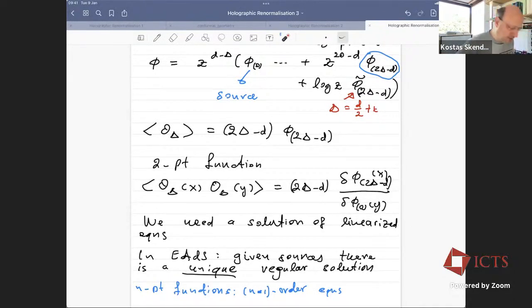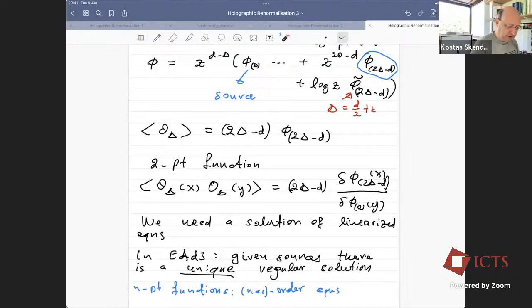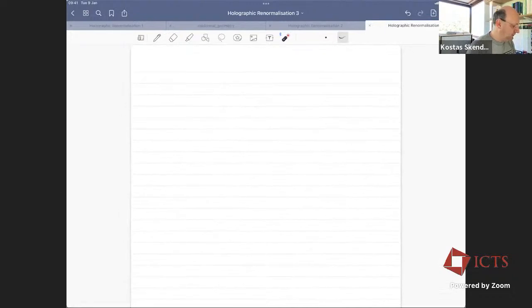And if you do follow this procedure, this kind of derives for you, in a sense, the Witten diagrams that people often use in the literature. But the expressions that people often write only hold at non-coincident points. This allows you to also understand what happens at coincident points. Okay, good. So now, let's move to Lorentzian.